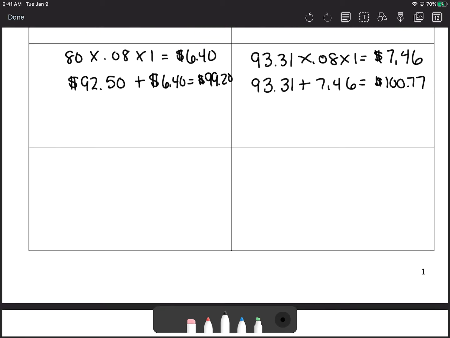Okay, the last year for the simple interest, the interest is based on the principal only.